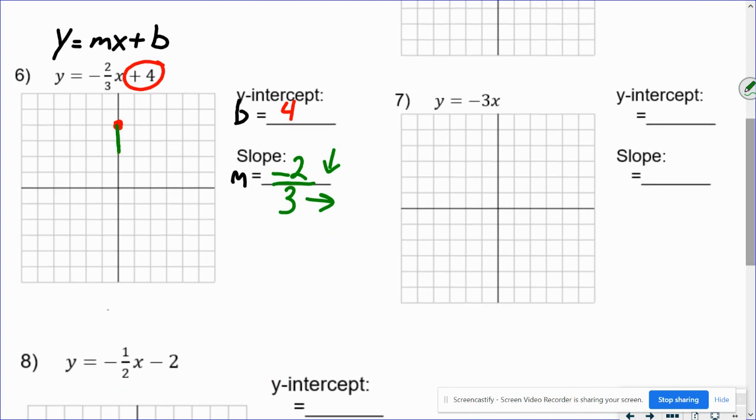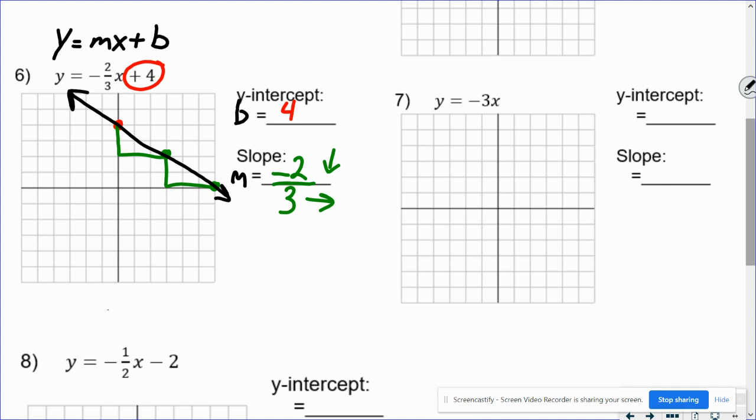So down 2/3, put a dot. Down 2/3, put a dot. Once you have at least 3 dots, you can make a line with your ruler. So I don't have a ruler. I'm estimating where my line begins across. I think for freehand, that's a pretty straight line.